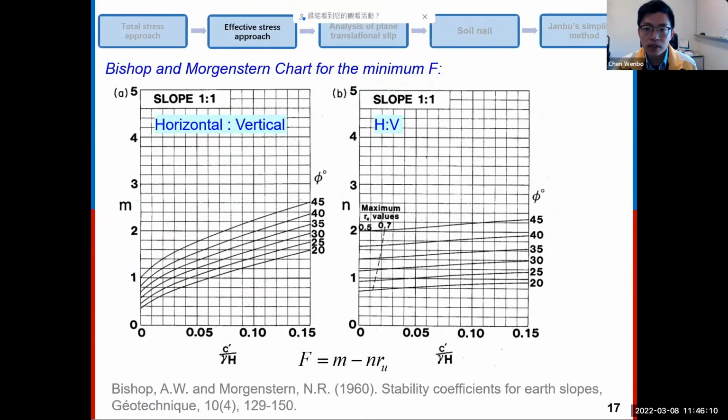This is Taylor's method. Of course, we discussed some better methods in terms of the effective stress approach, proposed by Bishop and Morgenstern later, right? This one actually concerns the importance of the friction angle, and it will use the effective cohesion, the C prime, rather than only assuming phi is equal to 0.